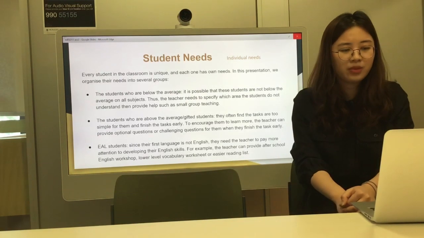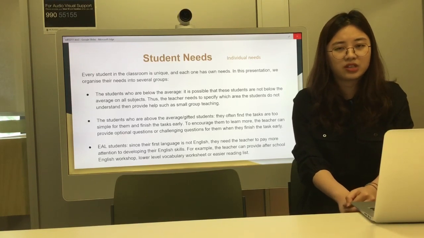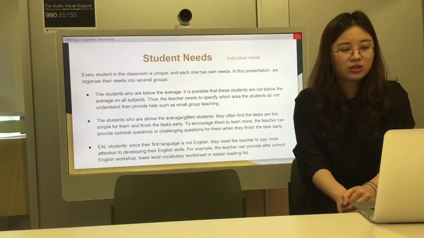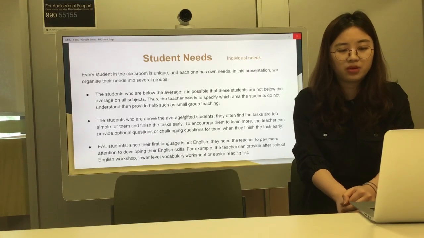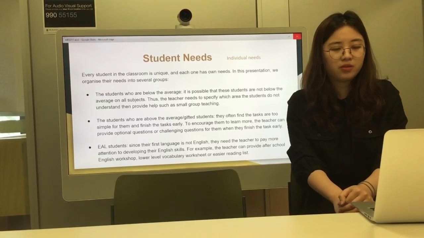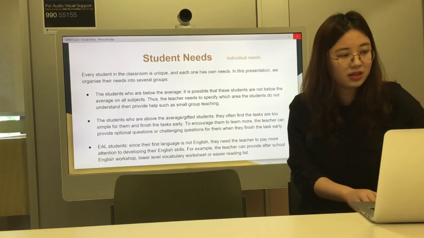For EAL students, since their first language is not English, they need the teacher to pay more attention to developing their English skills. For example, the teacher can provide an after-school English workshop, a lower-level vocabulary list, or an easier reading list.